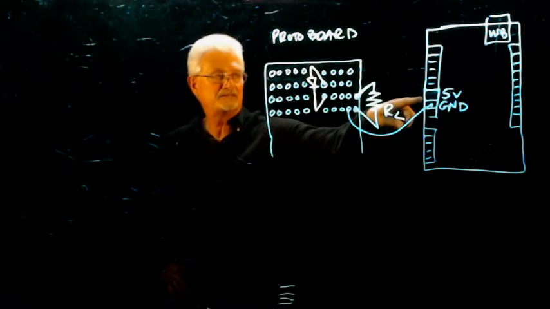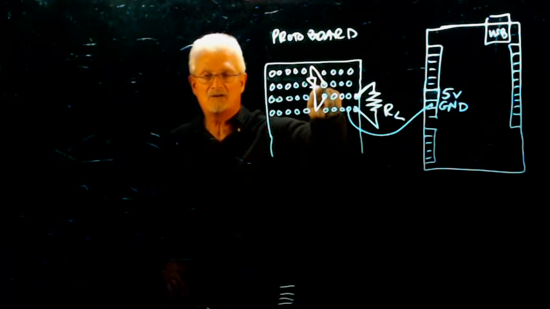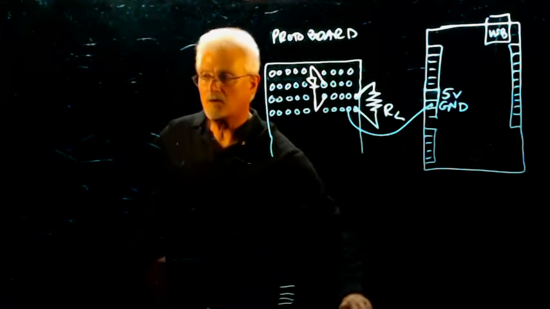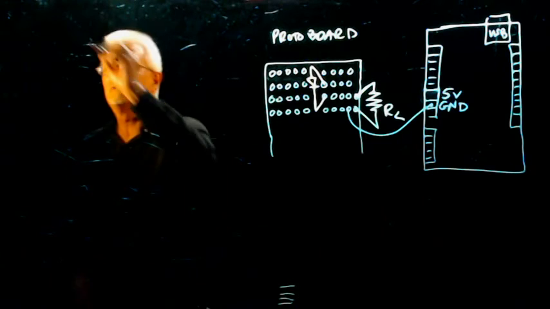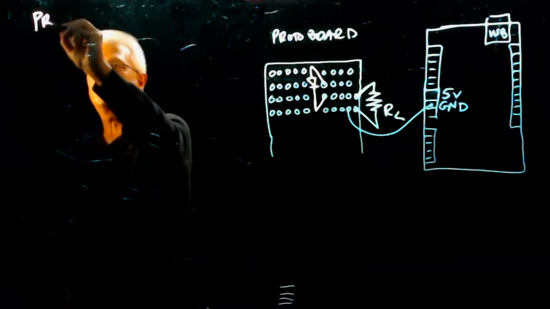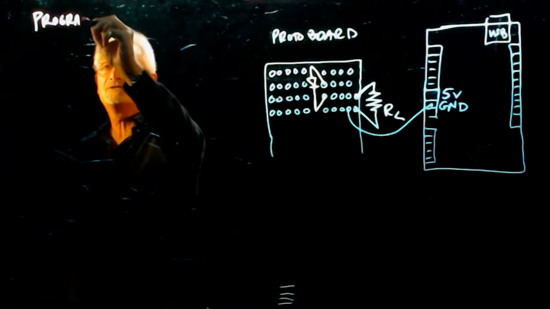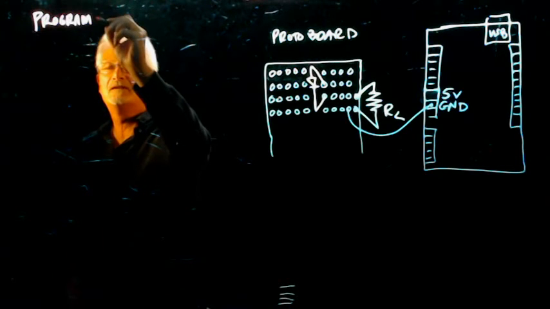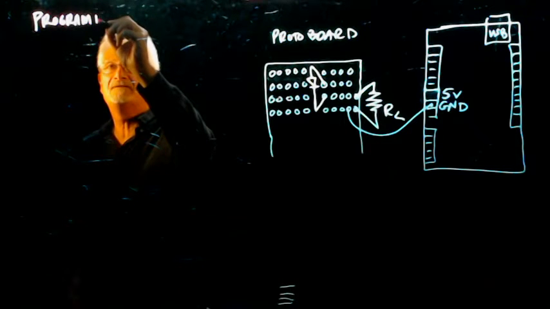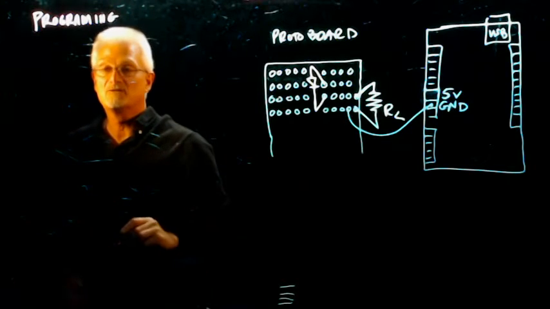You'll see that I've taken out the 5-volt power supply to our LED, because right now we're going to do a little bit about programming. So we're going to go to the Arduino programming graphical user interface. No, that's called a programmer development environment. Programming. So we're going to program something.